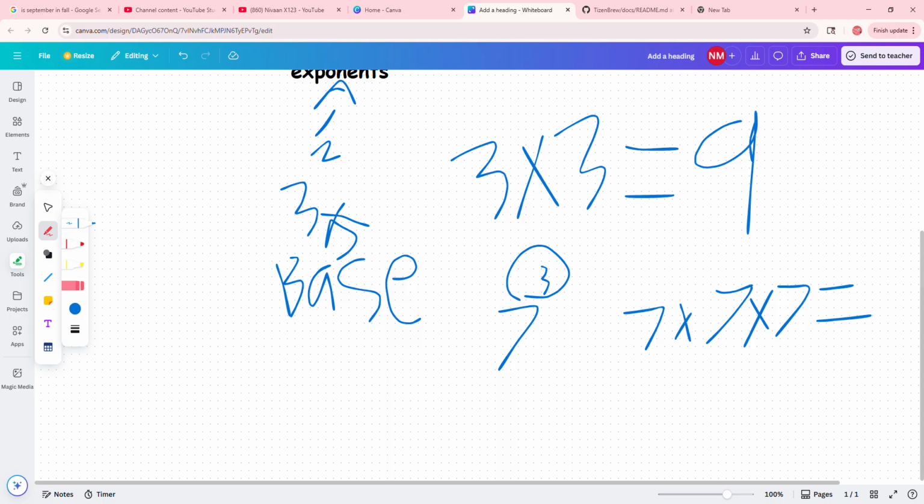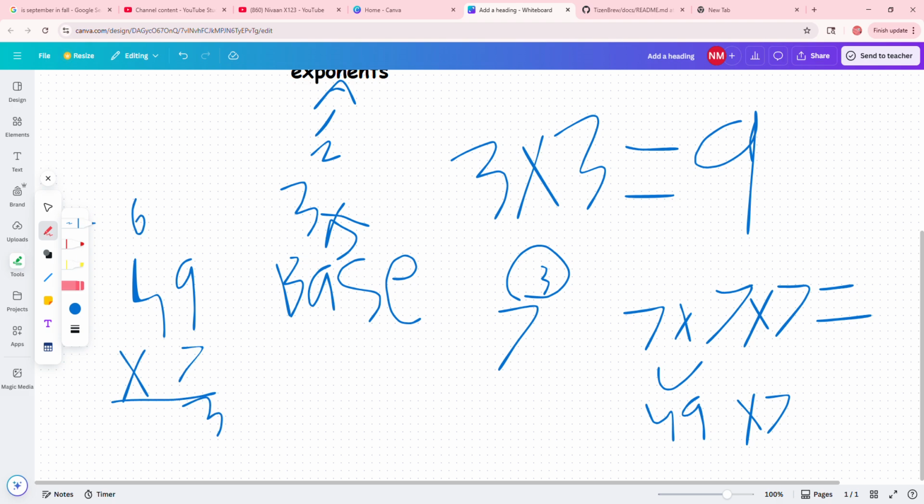So the first two 7s would equal 49. This would be 7. So 49 multiplied by 7. Let's figure it out quickly right here. 49 times 7 is 343. Got it? Which equals 343, which is our answer.